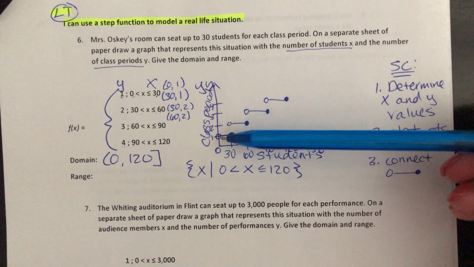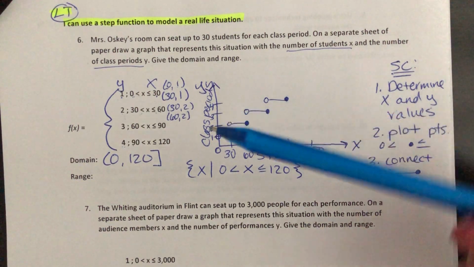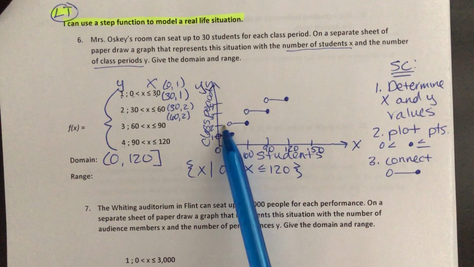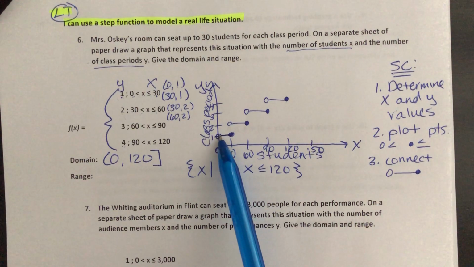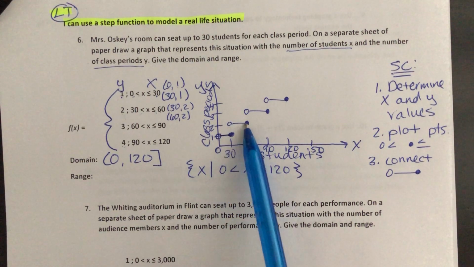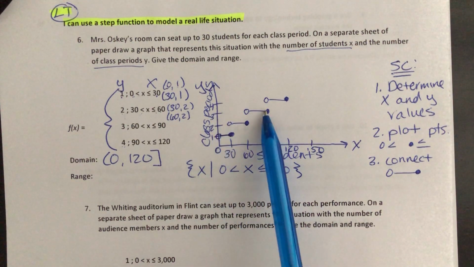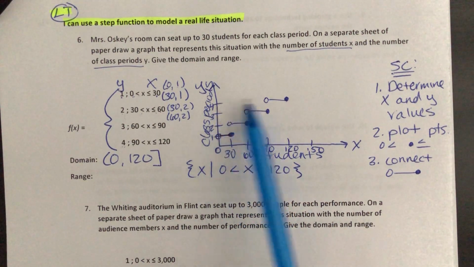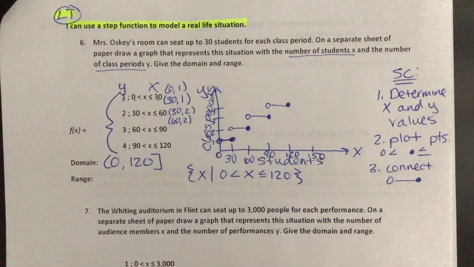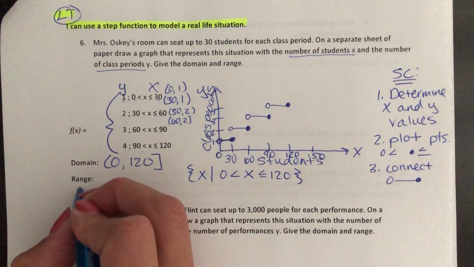But see how we have these little disconnects here. So it's at 1, but then there's nothing in between, no y values in between 1 and 2. My next y value is 2. No y values in between 2 and 3. My next y value is 3. Same thing, next y value is 4. So my range looks like this.